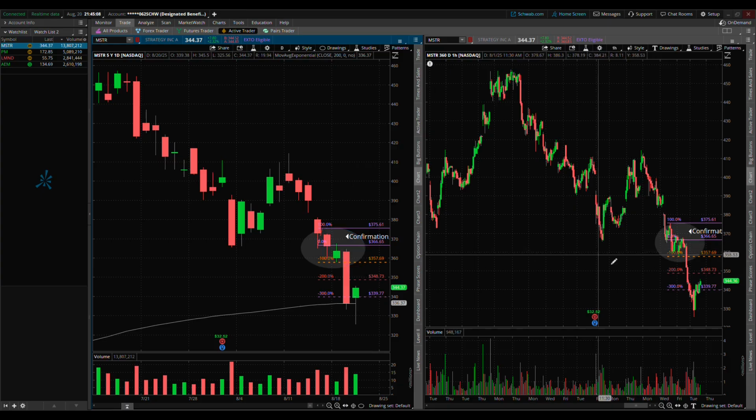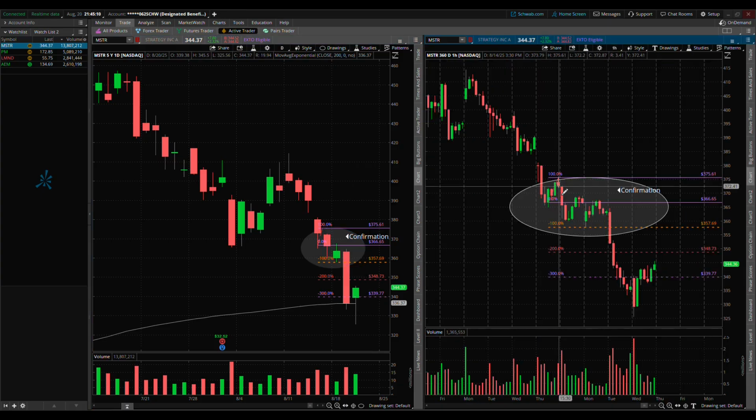So then we go over to the right to the hourly chart. And you can see we have our zone right in here. We have a big red candle here, a lot of choppiness. So this is definitely going to be a confirmation candle over candle. And let's go to the next one, PM.